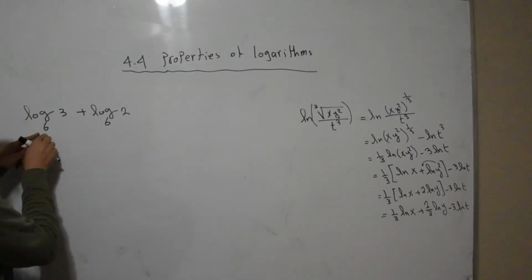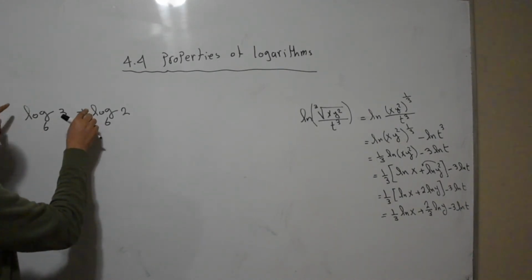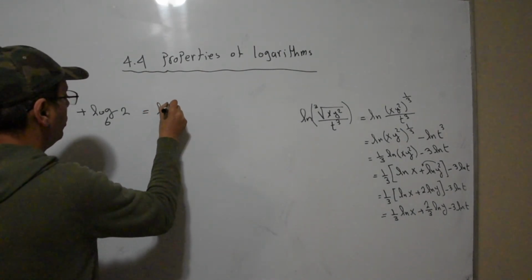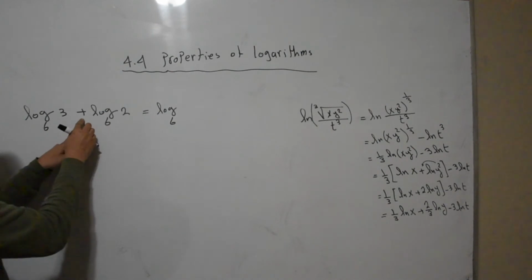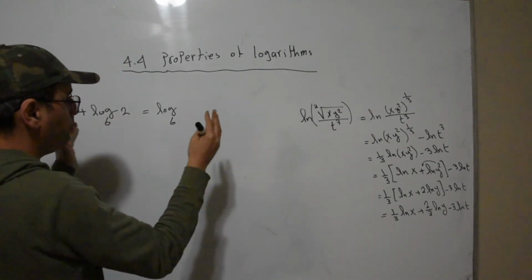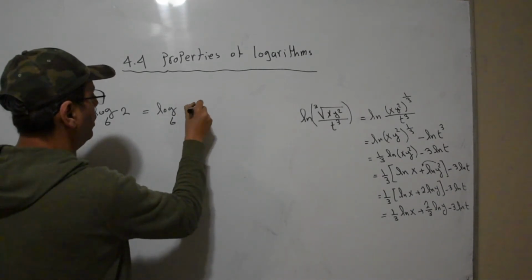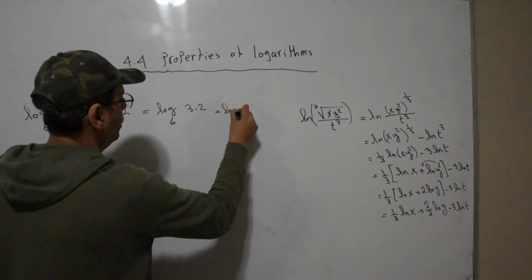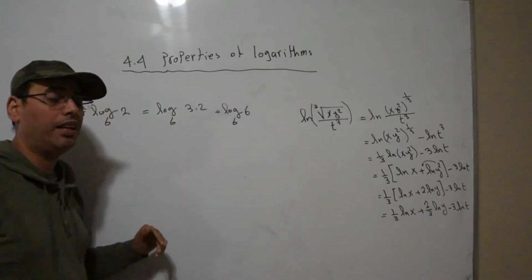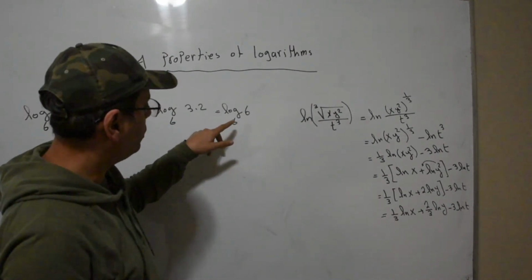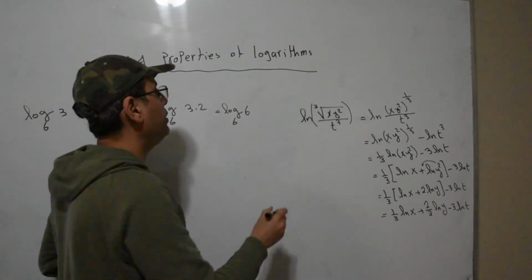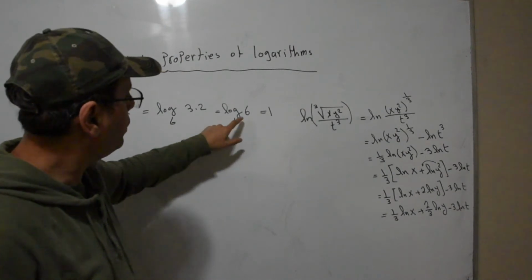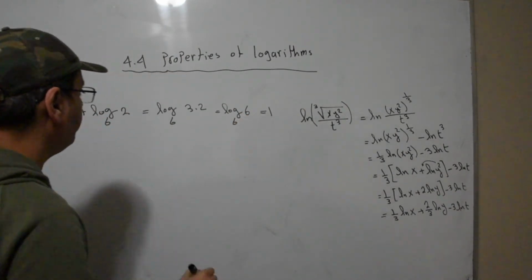How can I solve that? Okay, same base, same coefficient, the coefficient is 1, then we can combine them into one log with base 6. And because this is positive, the argument would be the product of 3 and 2, 3 times 2, which is log base 6 of 6. And what is log base 6 of 6? So 6 to which power is 6? Yes, it is 1. You remember rule number 2? Log base b of b is 1.